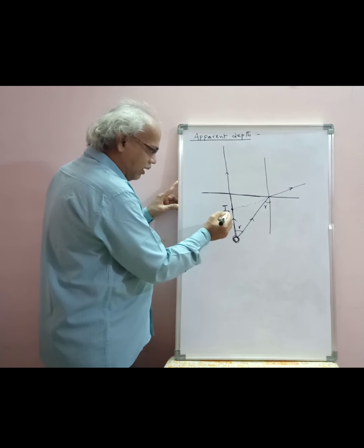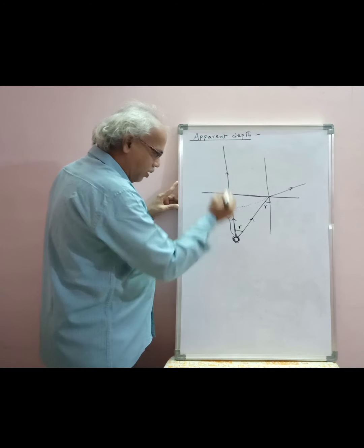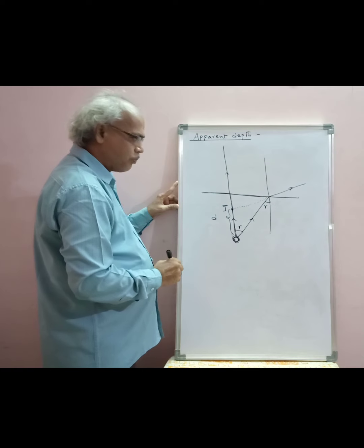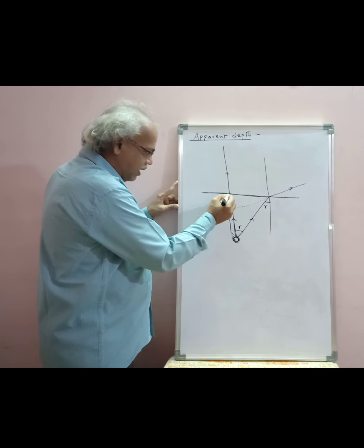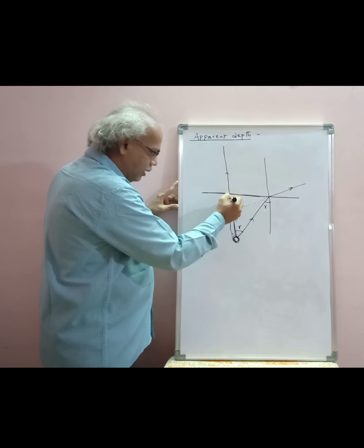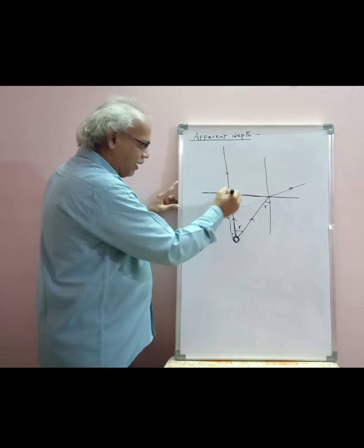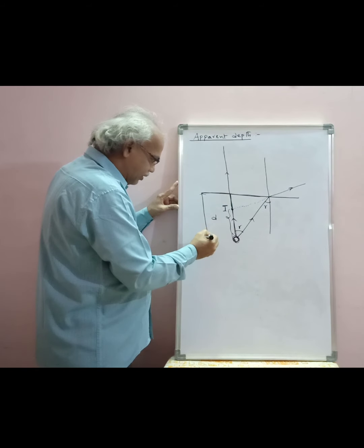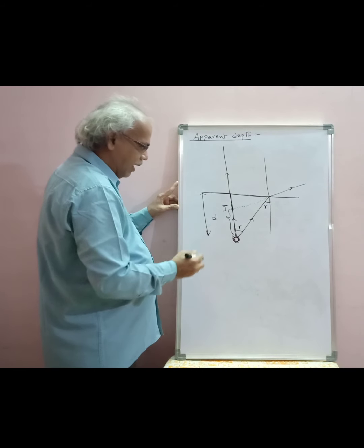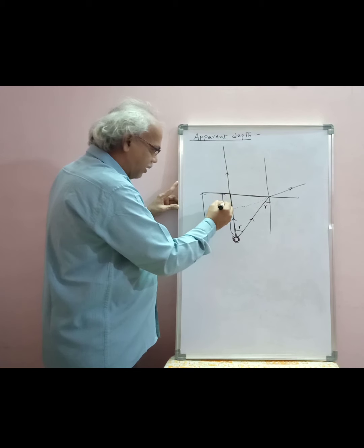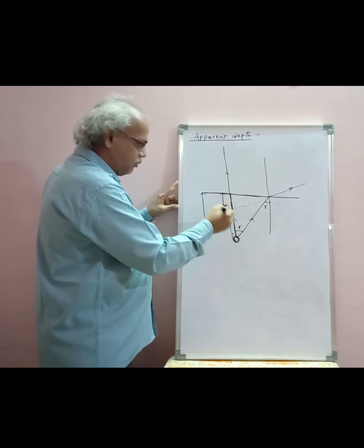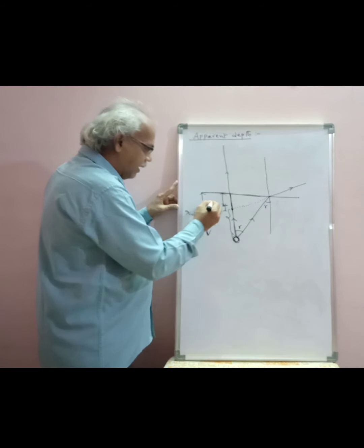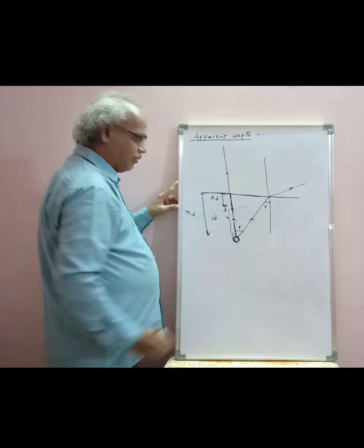The distance between O and I is called the apparent shift. Then the distance between this interface and this image is called the apparent depth. Here the original depth of the coin is say d, and the distance from the interface to this virtual image is called the apparent depth. It is the real depth and it is the apparent depth.